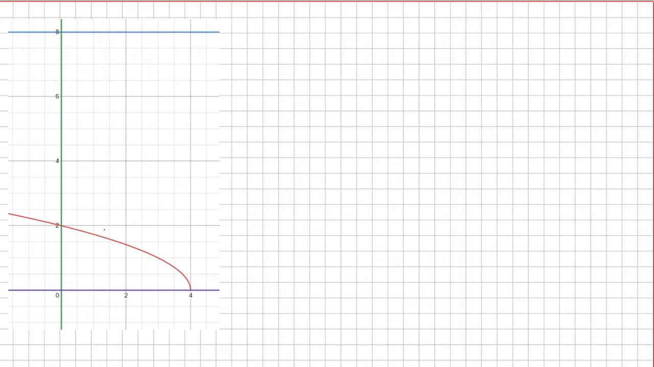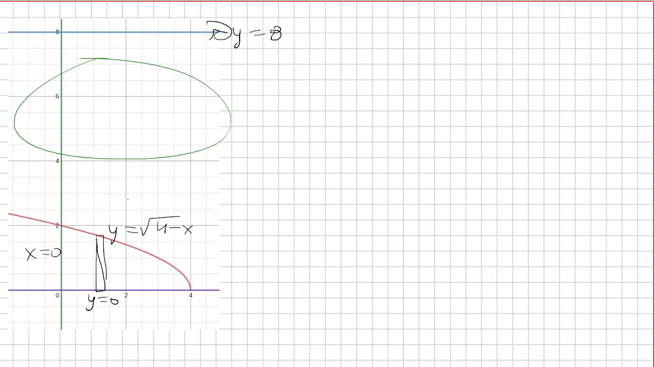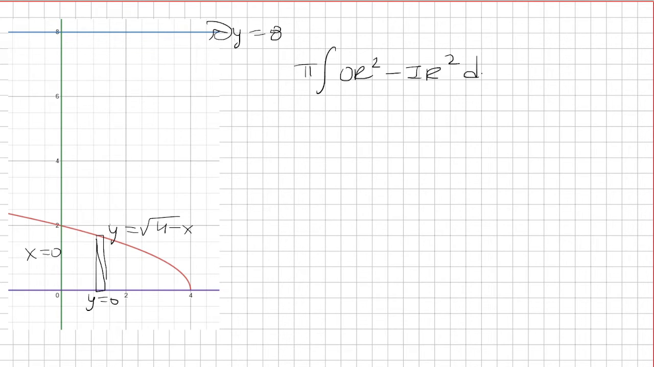We're given the region y equals the square root of 4 minus x, x equals 0, and y equals 0. We're going to take this region and revolve it around the line y equals 8. For this, we're going to need the washer method because there is an empty space here. Whenever there's any empty space between the region you're revolving around and the region itself, then you have to use the washer method. So the washer method says pi times the integral of outside radius squared minus inside radius squared, and then here's going to be dx.